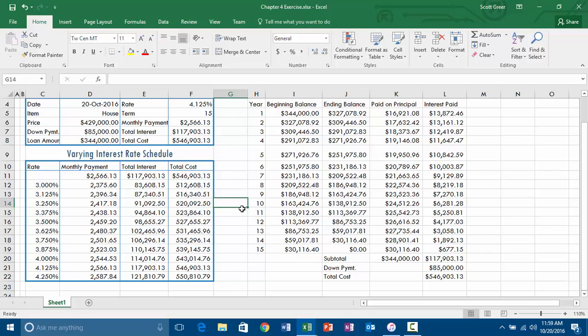Let's right justify these. We didn't do that yet. I'm going to just right justify the text in those boxes.